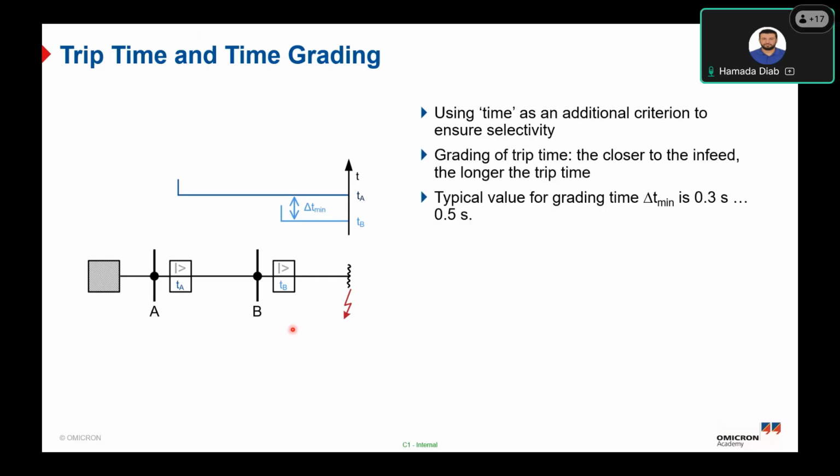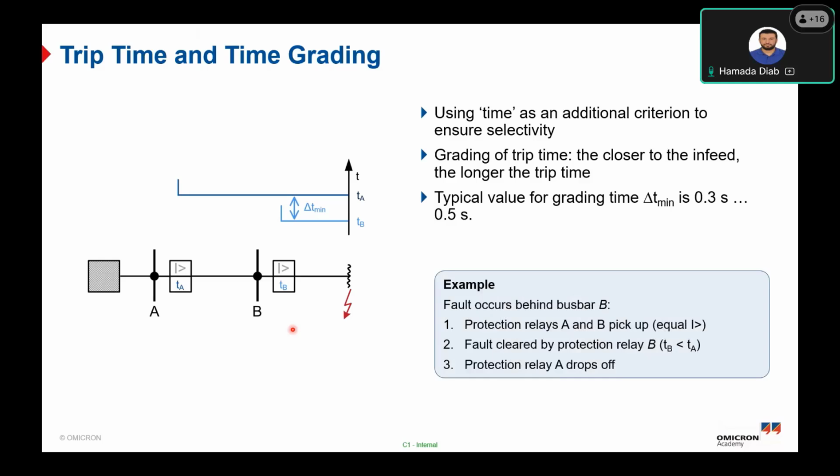We explained how to use the time as an additional criteria to the current and how to provide the time grading, and what is the main purpose of providing a time grading between TB and TA: to provide selectivity of your protection scheme and to prevent any unselective tripping in your protection scheme.